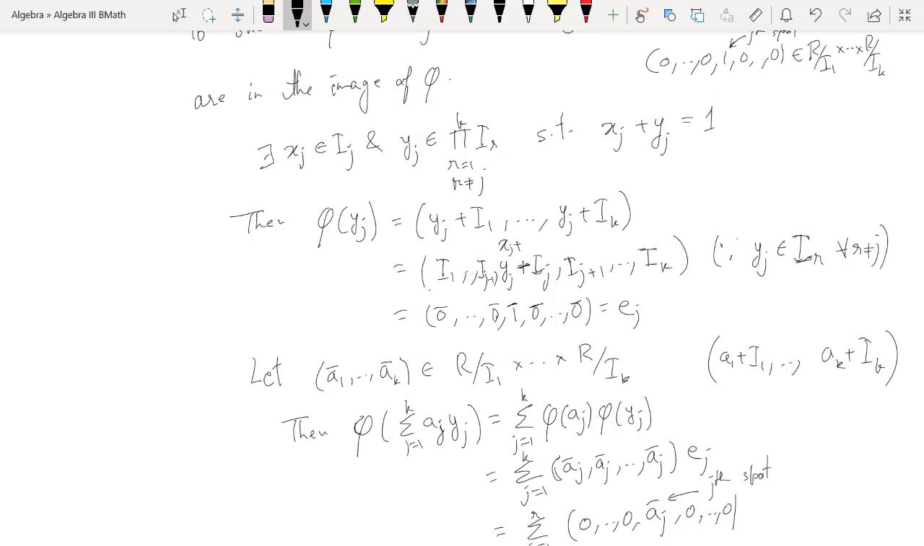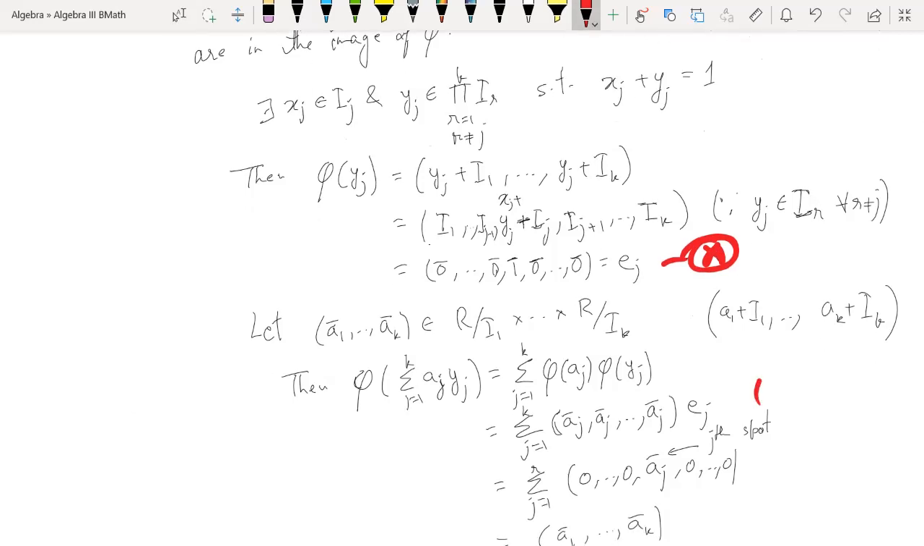And what is phi of yj? Phi of yj is ej. Yeah, that is what we concluded from here. So, from the start, this is where we use it.